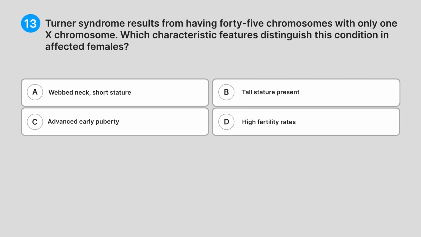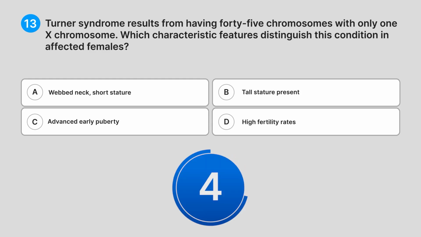13. Turner syndrome results from having 45 chromosomes with only one X chromosome. Which characteristic features distinguish this condition in affected females? A. Webbed neck, short stature. B. Tall stature present. C. Advanced early puberty. D. High fertility rates. Can you guess the answer?